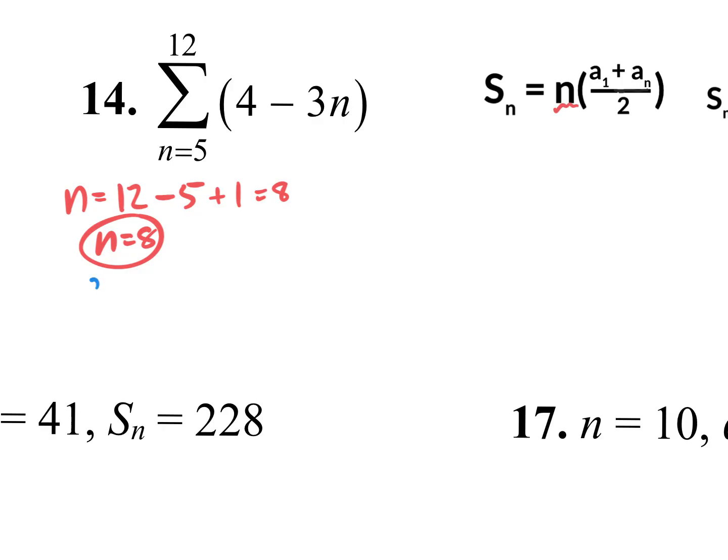Anyway, how about a sub 1? A sub 1 is going to be your first number. And normally we find a sub 1 by plugging in the number 1. But in this case, the first number will be plugging in the number 5. So when you plug in the number 5, it's 3 times 5, that's 15. 4 take away 15, that is negative 11. So I really have negative 11 as your first term.